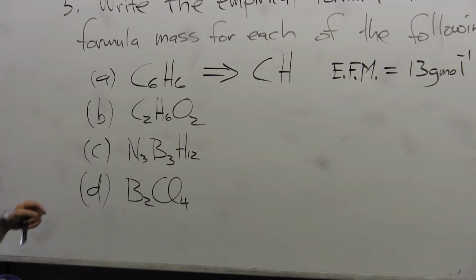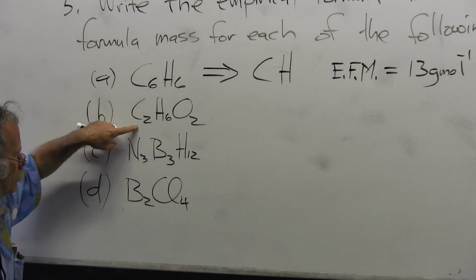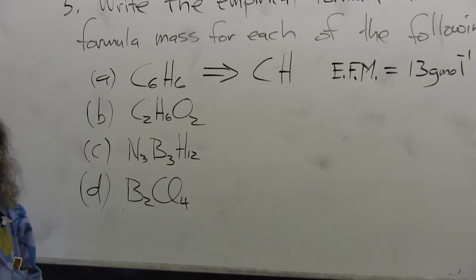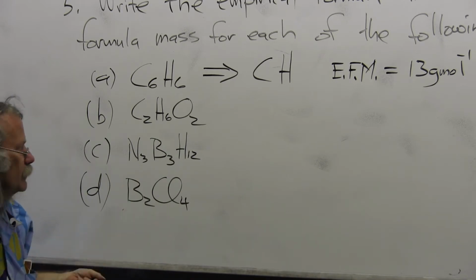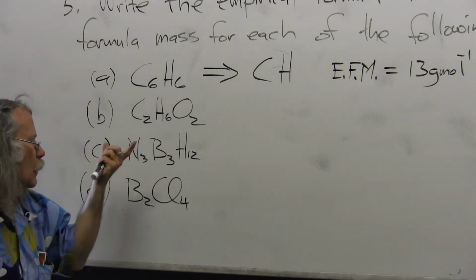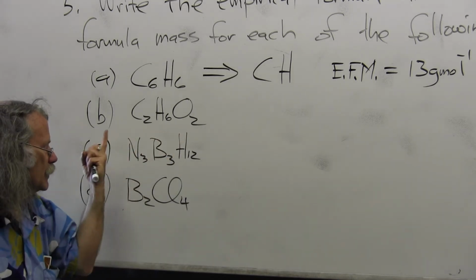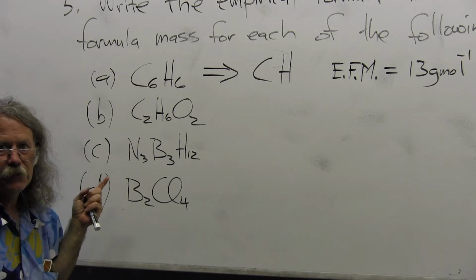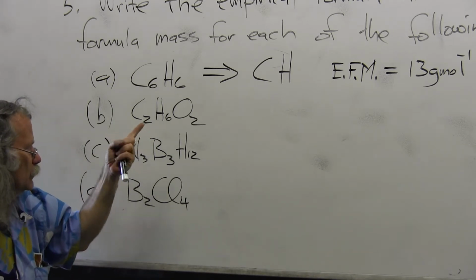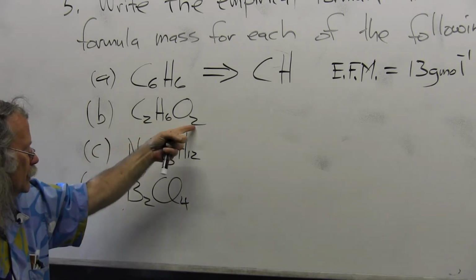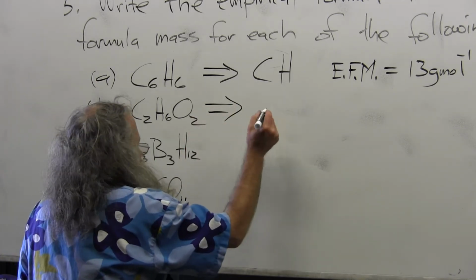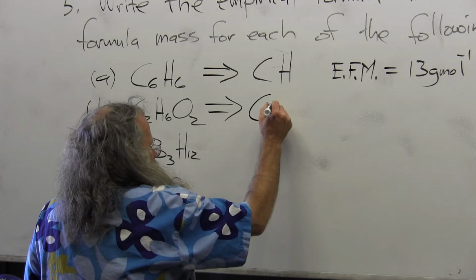Now, same thing here. In part B, the formula is C2H6O2. So we're looking for the lowest common divisor of all 3 of these numbers. And obviously, 2 is it. 2 divided by 2 is 1, 6 divided by 2 is 3, and 2 divided by 2 is again 1. So this is going to be CH3O.